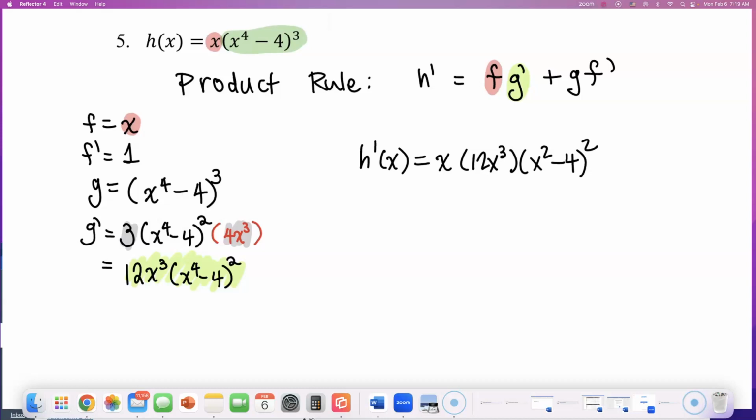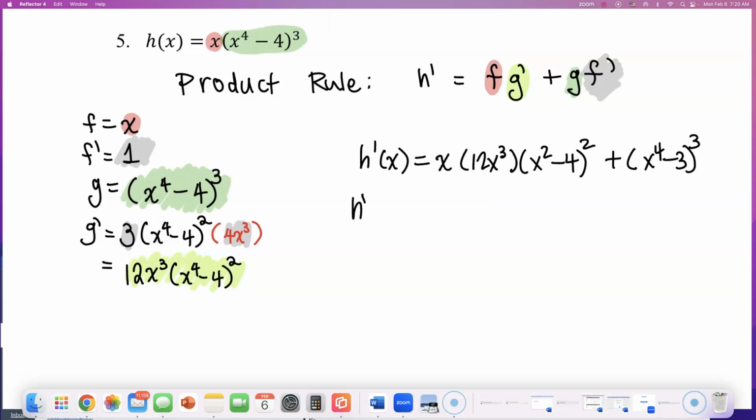Okay? Now, plus sign, right? Plus sign by the product rule. Where's g? G is this right there. So write that down. X to the 4th minus 3 cubed. And the last piece of the puzzle is f prime, and f prime is just 1. So I don't have to multiply by 1, right? Because it's going to be the same.